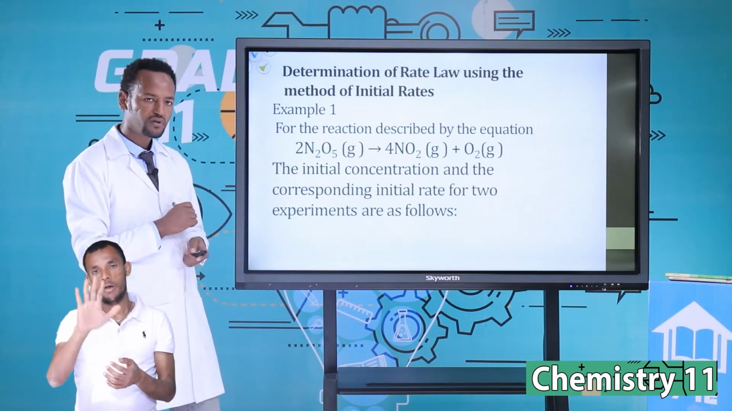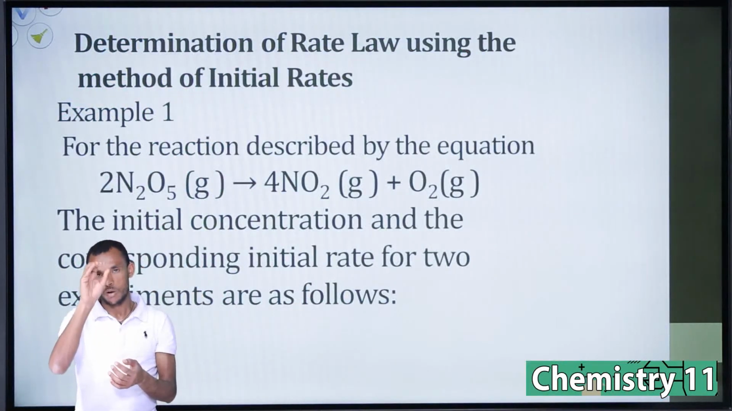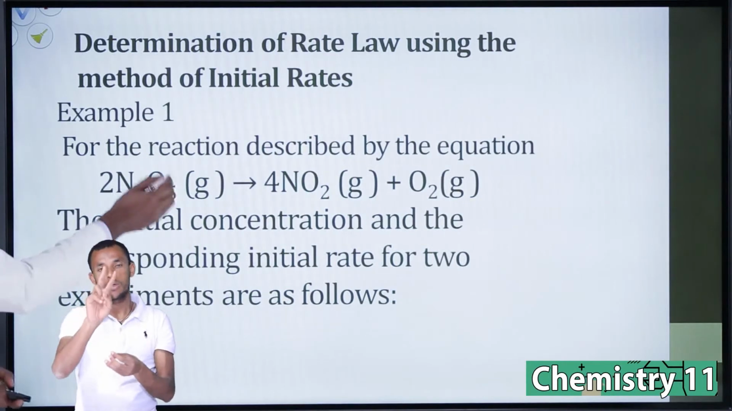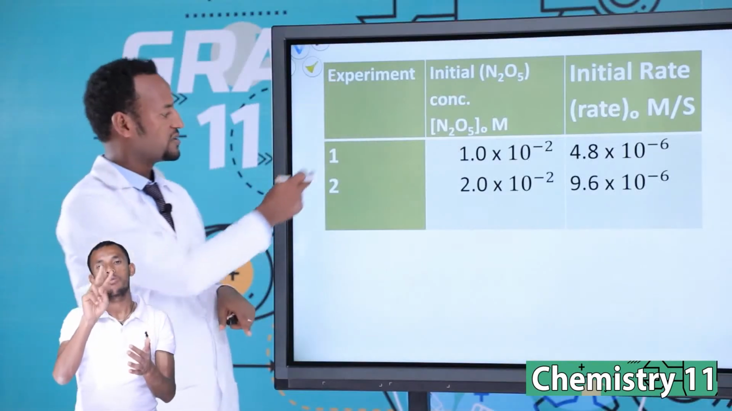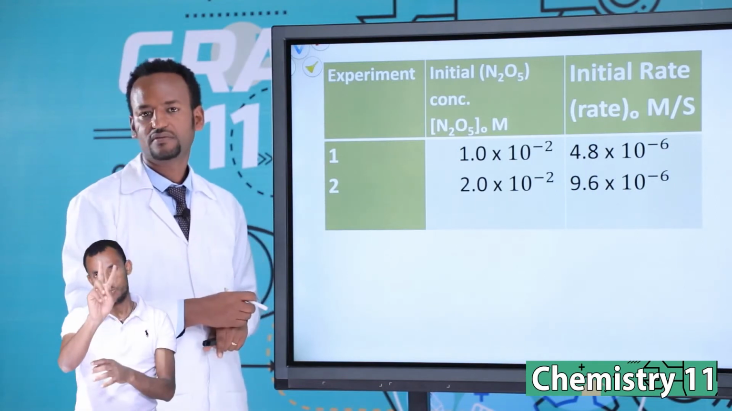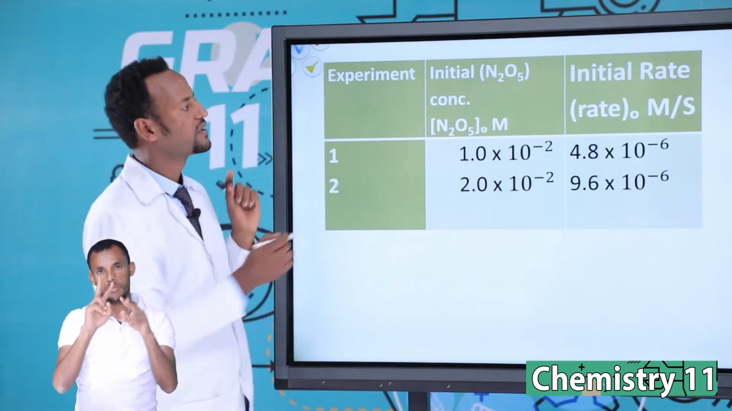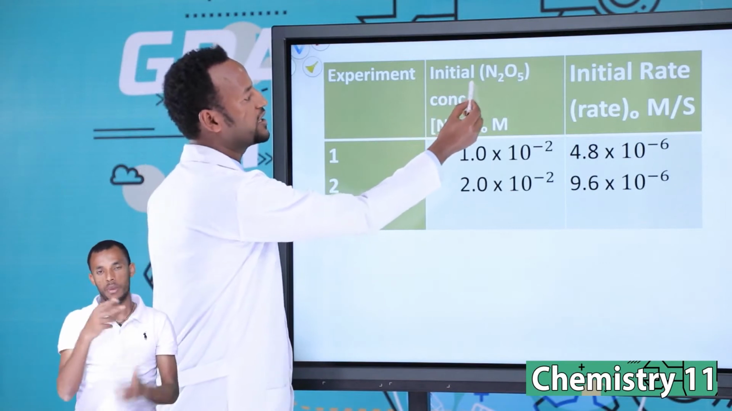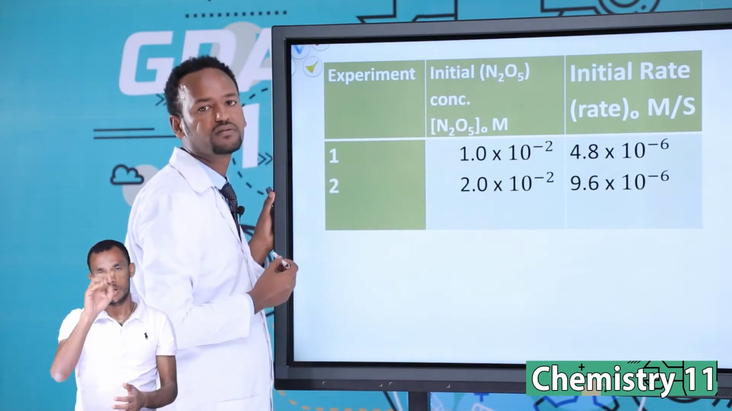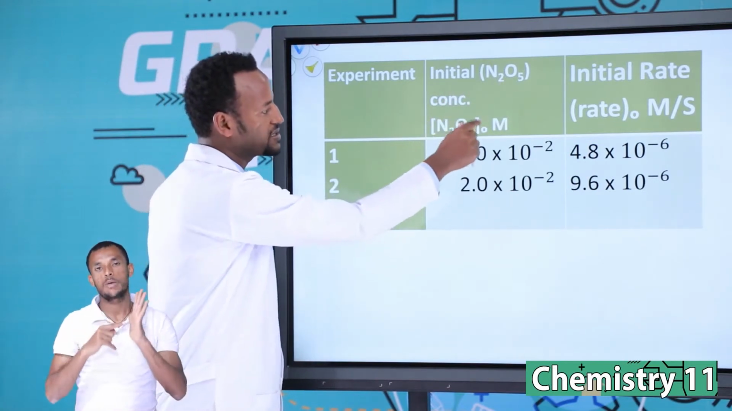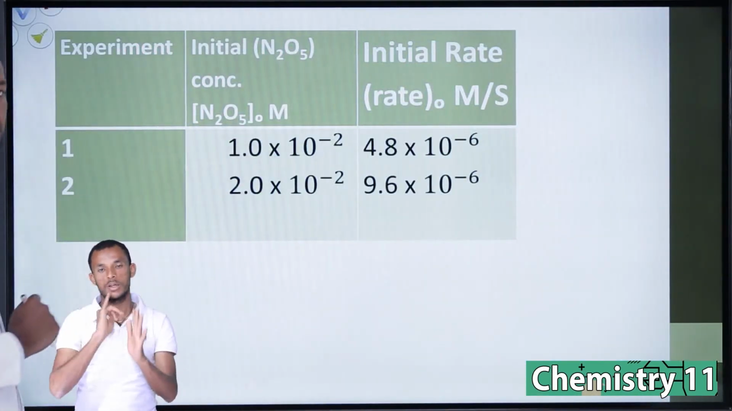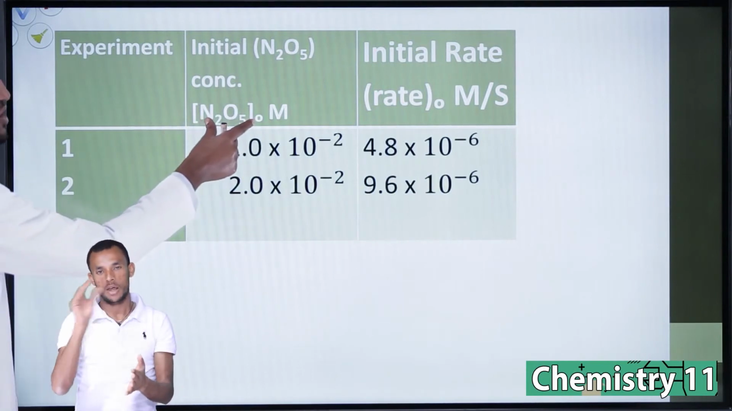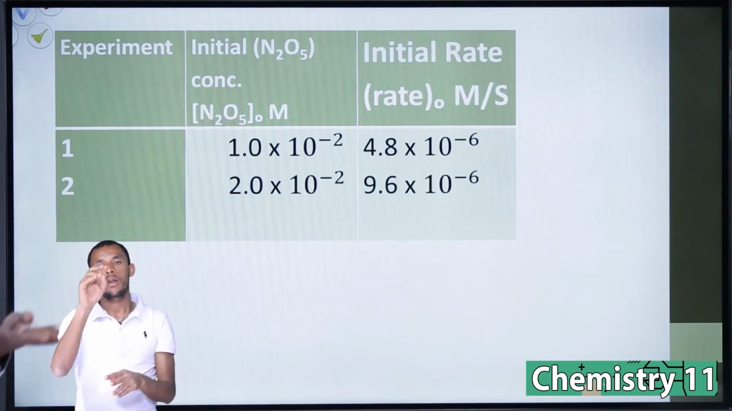2N2O5 gives 4NO2 plus O2. The very important point is that the reactant is N2O5. How many experiments are given? Two experiments are given. Look carefully at this one. Initial N2O5 concentration: the square bracket symbol is concentration, and the 0 in subscript is initial. Initial concentrations of N2O5, only the reactant.